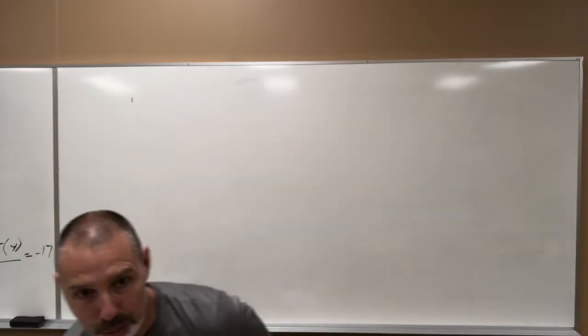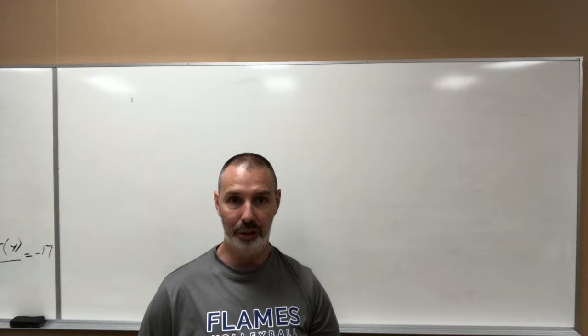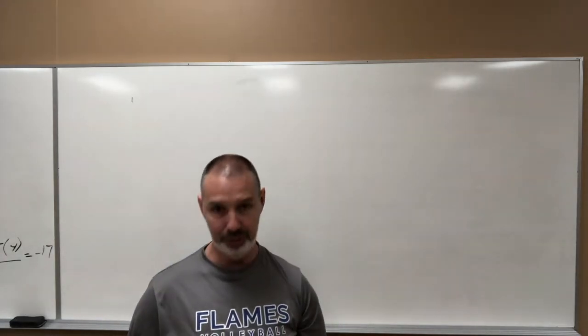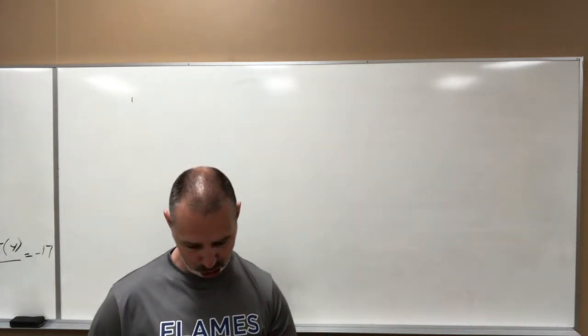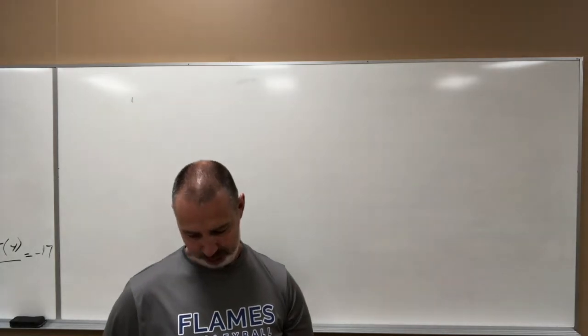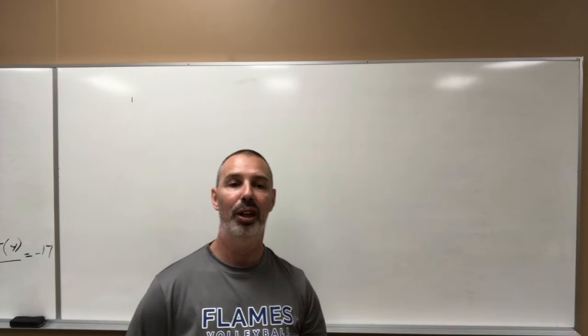All right, here's example problem number 2. It simply says a spherical snowball is melting in such a way that its volume is decreasing at a rate of 1 centimeter cubed per minute. At what rate is the radius decreasing when the radius is 5 centimeters?